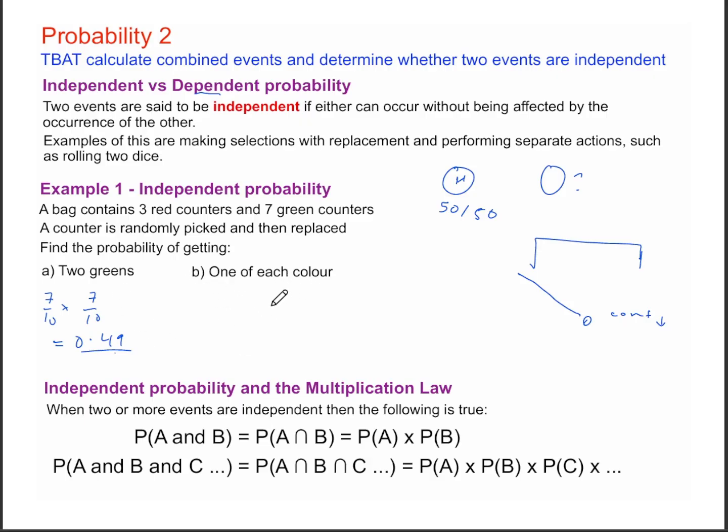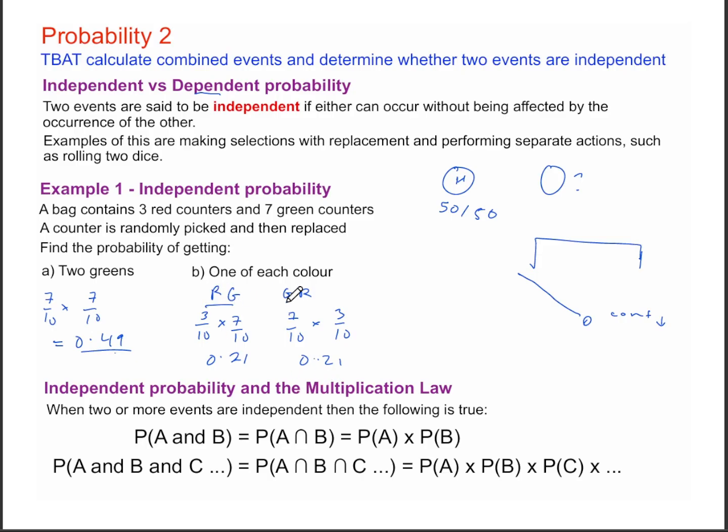Then what about picking one of each color? Now remember, you can pick a red first and then you can pick a green, or you can pick a green first and then you can pick a red. When you want to pick a red first then a green, remember you're replacing them after you pick them out. The probability will be as follows: 3 over 10, because 3 red over 10 counters in total, times 7 over 10, 7 green over 10 counters in total. Then you have another option as well, where you start off with the green, so 7 over 10 times 3 over 10. What this does, the first part gives you 0.21, second part gives you 0.21 again.